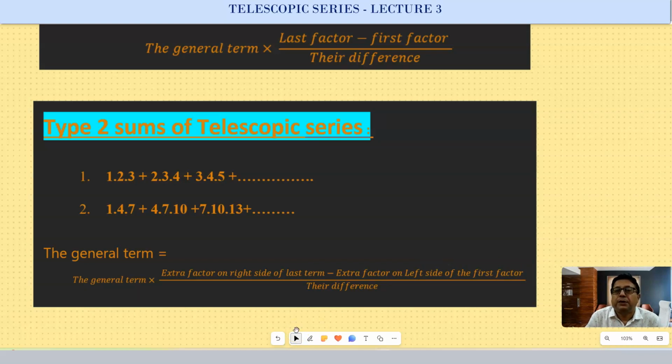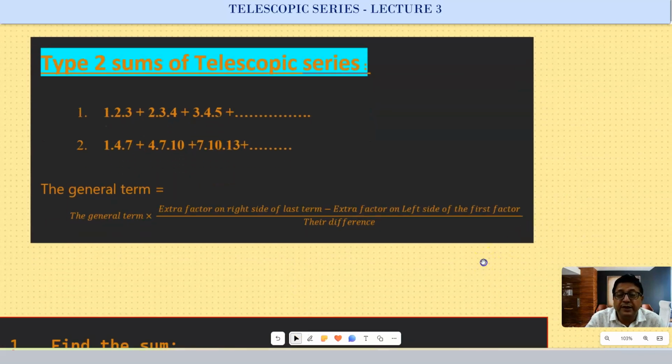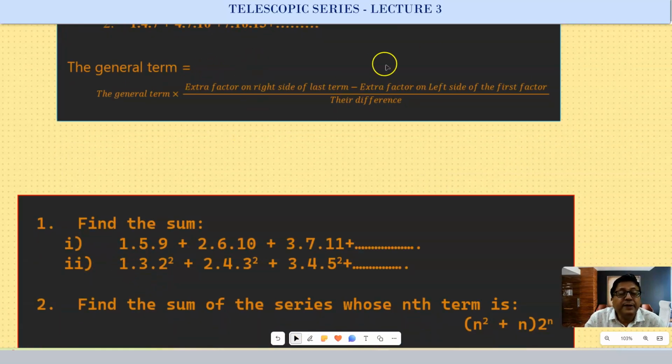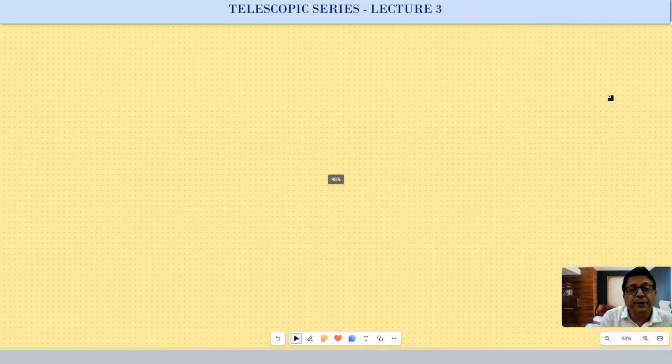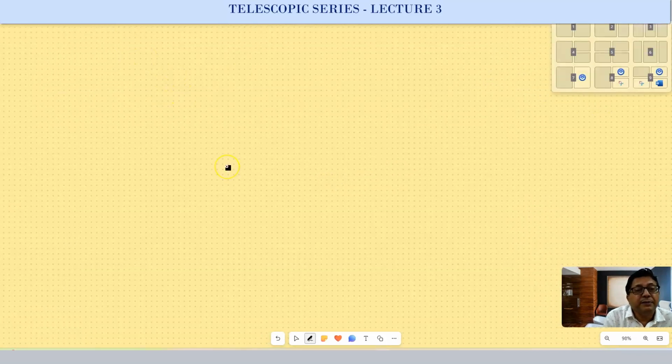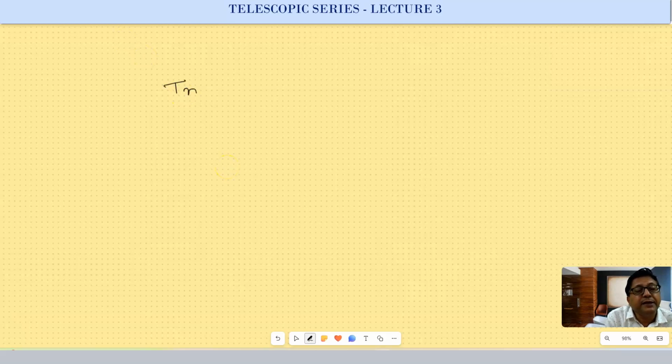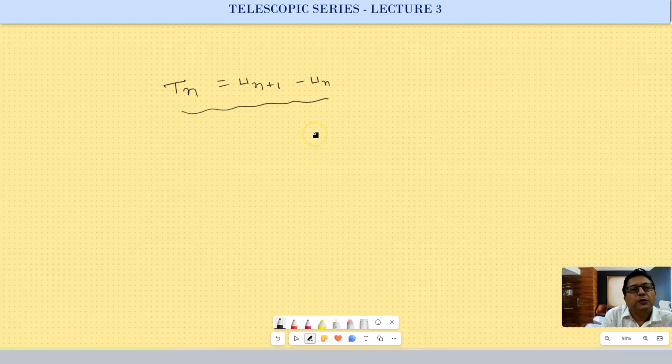Now, for the kind of series we are going to solve here today, this method will be useful, but after finding the general term and expressing those terms in a particular form. Just for example, I remind you what I did in the last class, that we have written the nth term Tn as u(n+1) minus u(n) in this form. When you have expressed the nth term in this form, we have T1, for n equal to 1, as u2 minus u1.